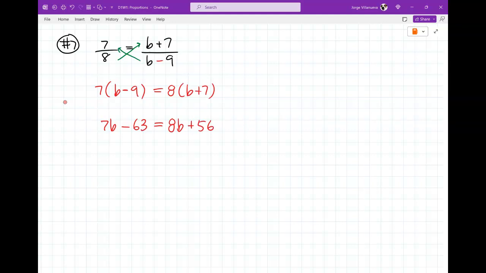So we're going to combine our like terms. I have a 7b and an 8b, so 7b is smaller than 8b, so I'm going to move the 7b over. When I move it over, it starts to subtract, so I get negative 63 equals 8 minus 7, that's 1, so it's just b plus 56. And to get b by itself, I'm going to subtract 56 on both sides, so I'm just going to move it over.